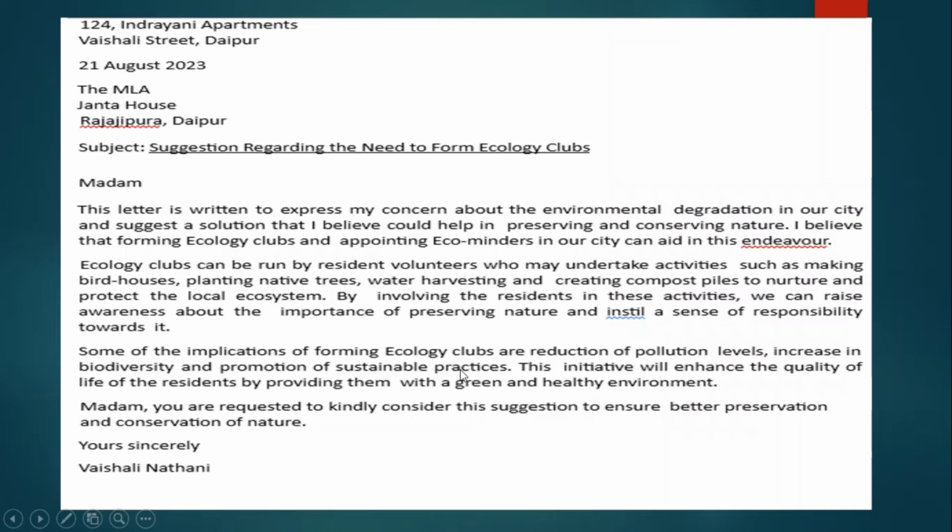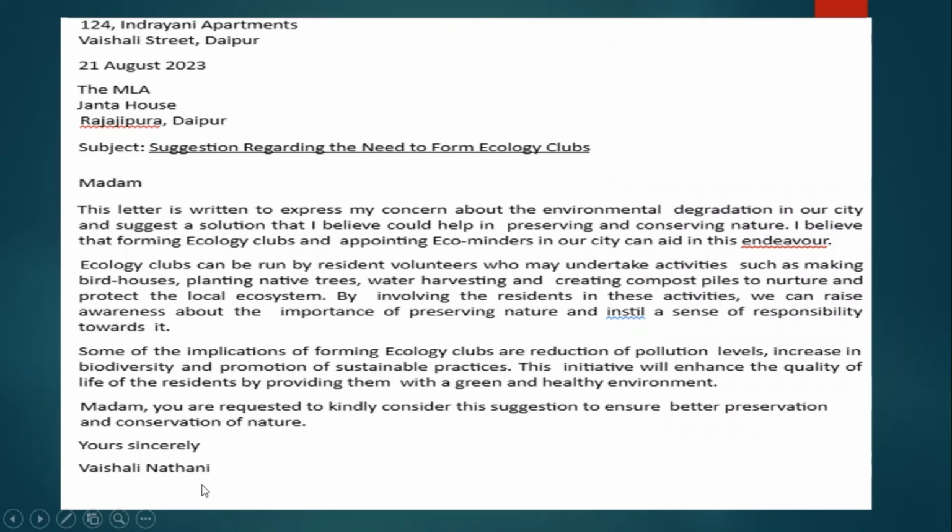So some of the implications of forming ecology clubs are reduction of pollution levels, increase in biodiversity, and promotion of sustainable practices. So how will this help? That is what he's saying now. This initiative will enhance the quality of life of the residents by providing them with a green and healthy environment. Madam, you are requested to kindly consider this suggestion to ensure better preservation and conservation. So he's requesting again to consider his suggestions. After you finish here, leave a line, yours sincerely. So the subscription is yours sincerely. This space is left for signature, which can be formed depending on the name that is given in the question, and the name is written there.